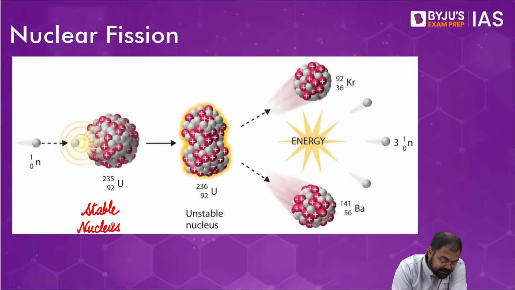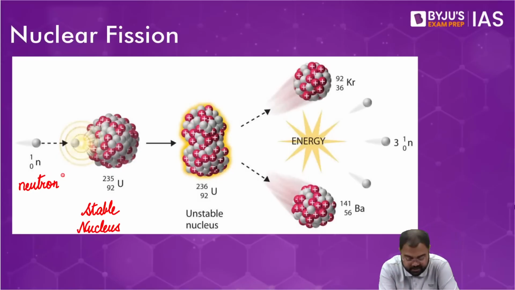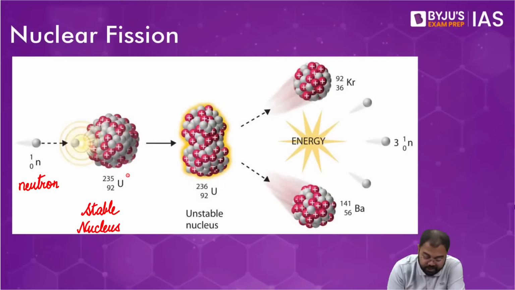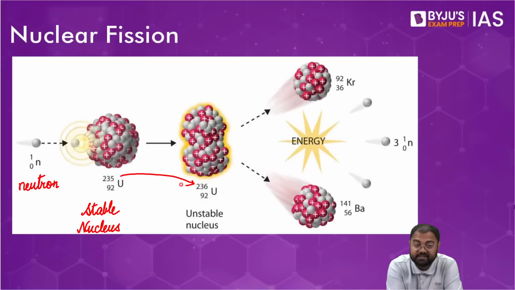But when there is an extra neutron bombarded towards it, this neutron goes and sticks to the surface of uranium 235, making it uranium 236. That's why uranium 236, because the mass number is increasing. Why is the mass number increasing? Because now you have an extra neutron. The atomic number is not increasing, because the number of protons remains the same, but the number of neutrons is increasing. That's why 235 becomes 236. And this 236 is highly unstable, and it breaks into two parts.